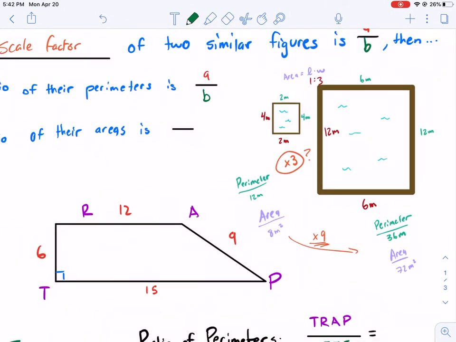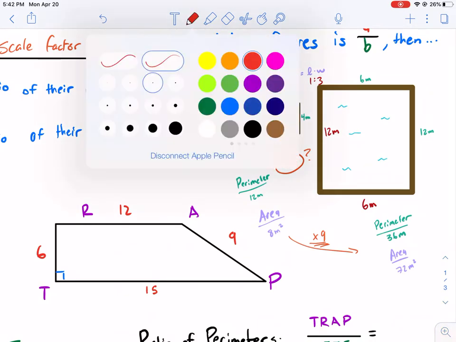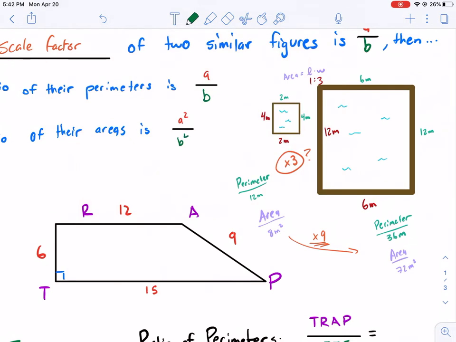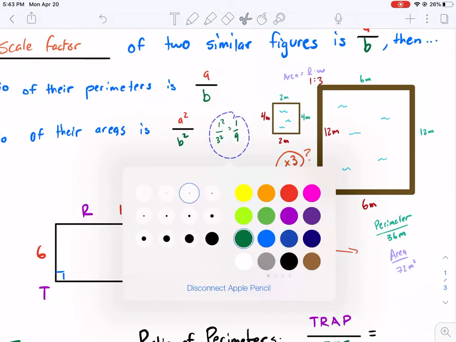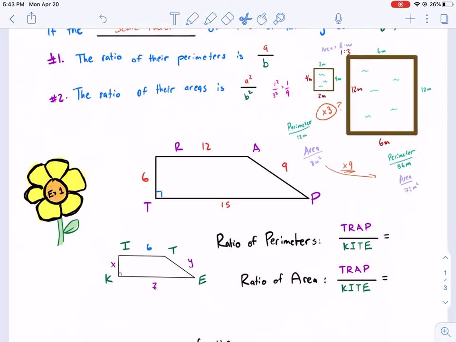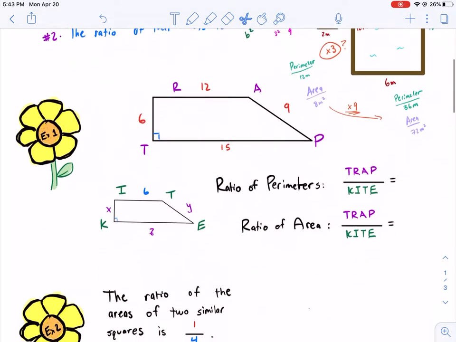It didn't become just 3, it became 9. So it becomes A squared over B squared. So 1 squared over 3 squared is 1 over 9. So see how the scale factor changed when we used the area. Okay, and this basic principle is what guides this entire section. Let's go ahead and move to example 1.